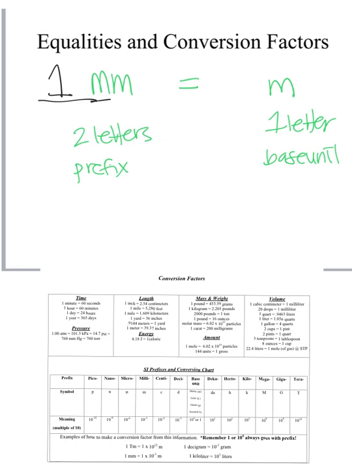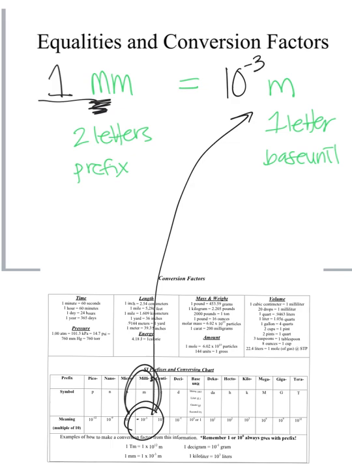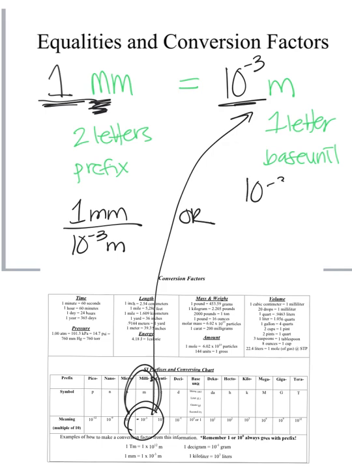So my prefix is this M, which stands for milli. So I'm going to go here. Whoops, which I now can't read. I apologize. There we go. So milli means 10 to the negative third. I'm going to bring that up here because that's what the base unit gets. So 10 to the negative third meters is equal to 1 millimeter. Then I could write that 2 ways: 1 millimeter per 10 to the negative third meters, or 10 to the negative third meters per 1 millimeter.